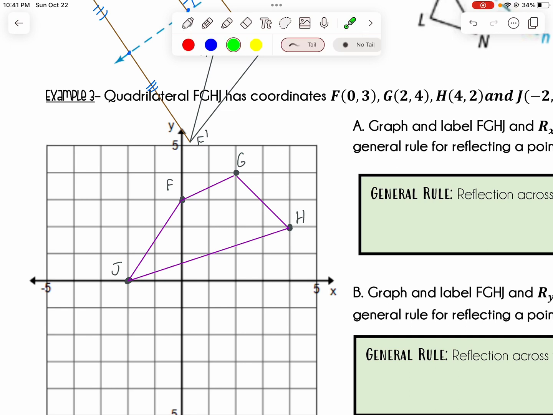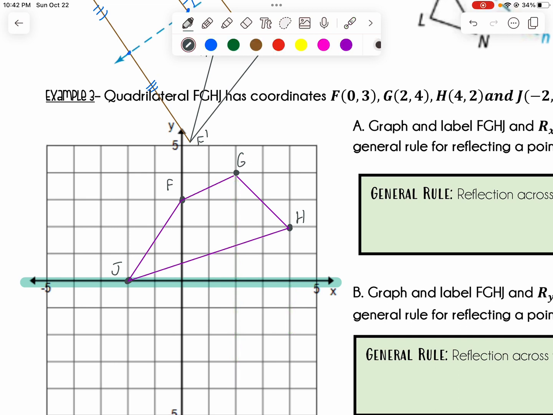So the distance from the line of reflection to J, let me label the line of reflection, that's X right here. The distance from my line of reflection to J is 0. So J prime is going to end up right there as well. F is 3 above the line of reflection, so it's going to go 3 below. And I know that this line of reflection is horizontal, so my vertical lines are perpendicular. G is 4 away, so it's 4 below. H is 2 away, so it's 2 below.